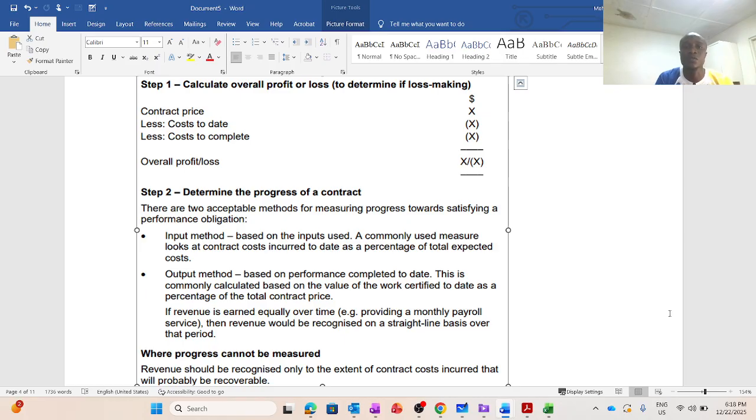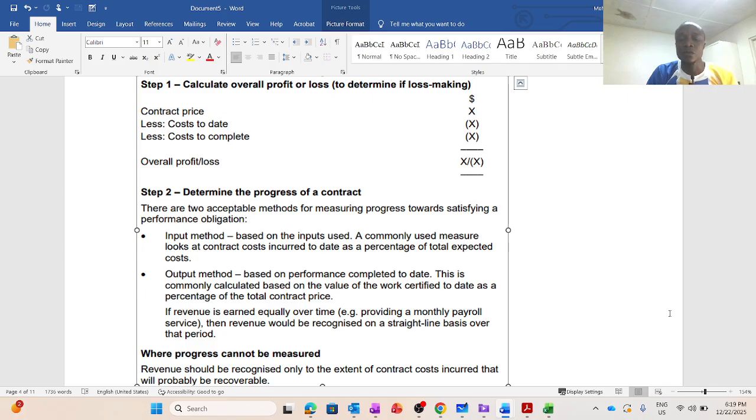a loss. So if there is a profit, you are going to recognize revenue based on the percentage of completion over a period of time. Then if there is a loss, we are going to recognize revenue based on the progress, and also we are going to make a provision where we debit the cost of sales and credit our provision. Then if the expected outcome is not known, then we are going to recognize revenue based on the recoverable cost.